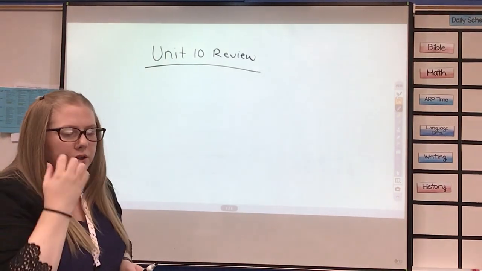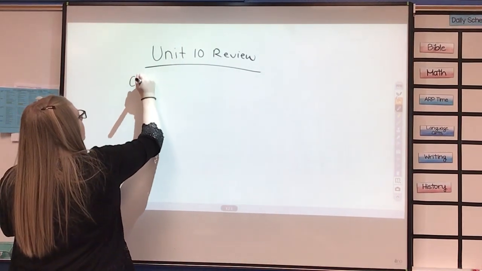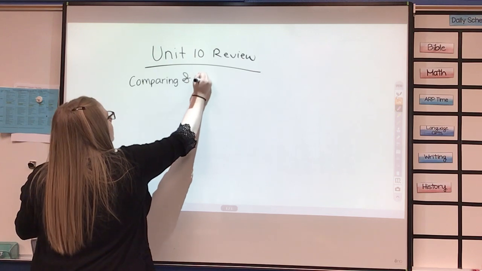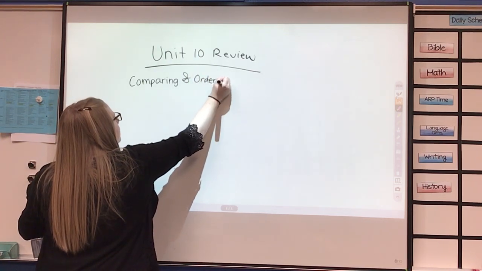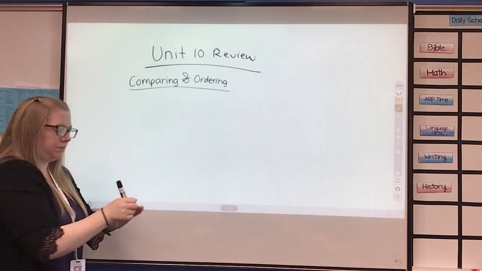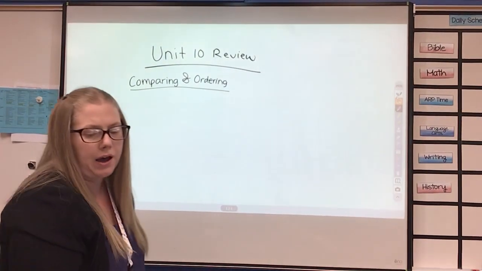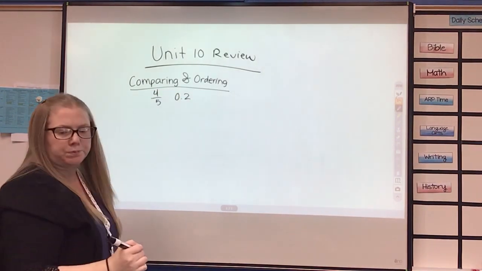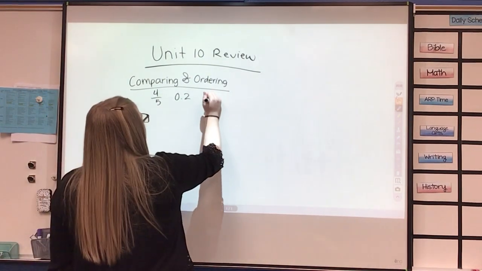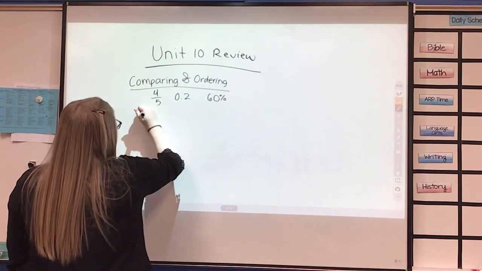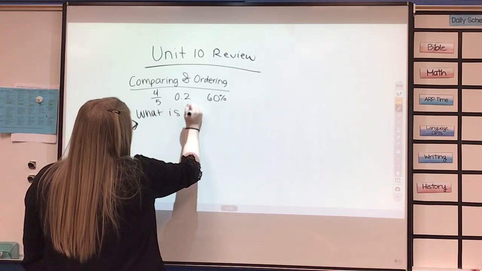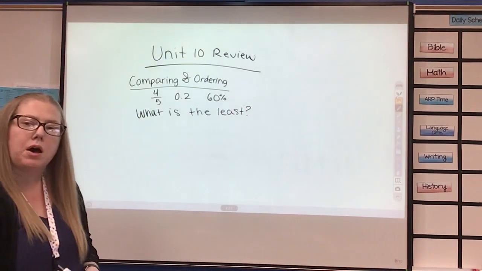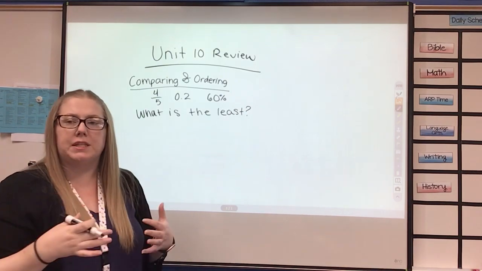So now, the second thing you're going to see is comparing and ordering. Okay, so this is where you have 4/5, 0.2, and 60%. And it's saying, what is the least? In other words, what is the smallest number? So you have to change them into the same thing.